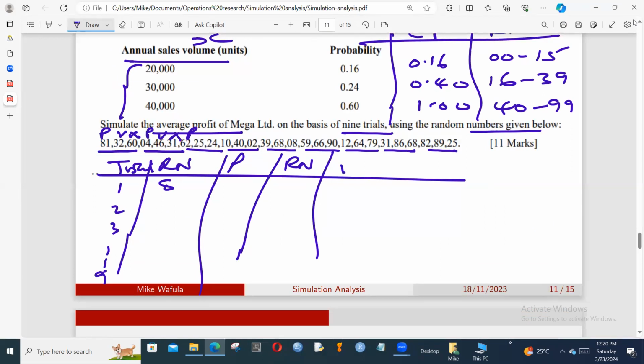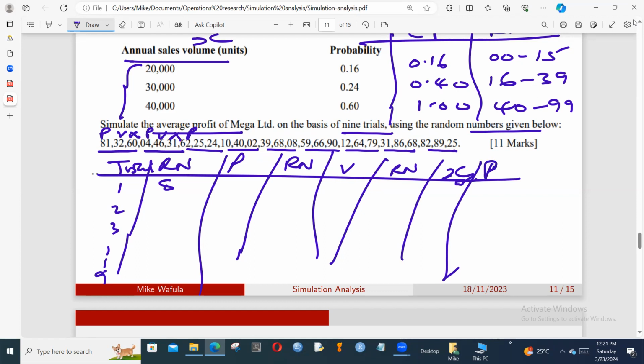I had called it V. Then we have the random number now for whatever I've called units sold. And this time we should also need to get profit.